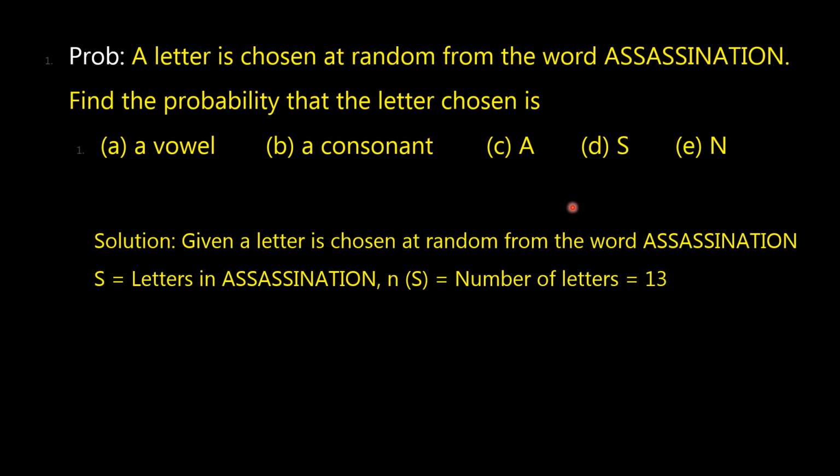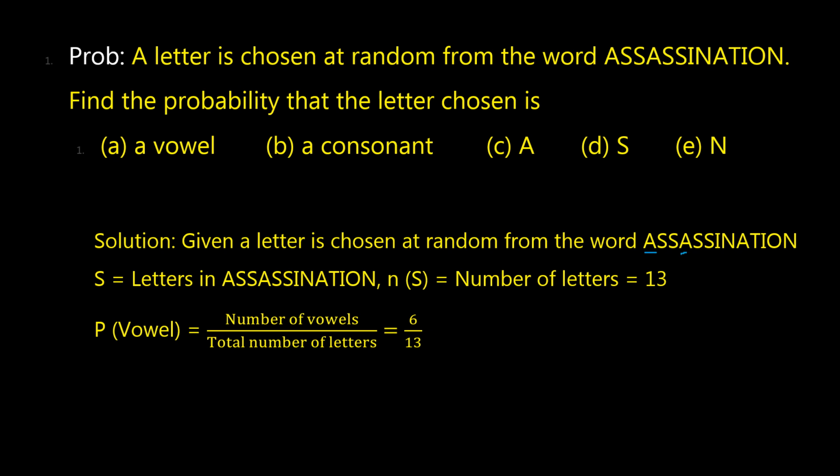Now I have to find the probability of getting a vowel. P of vowel is equal to number of vowels by total number of letters. Now in this word the vowels are: first letter A is a vowel, again more A, I is a vowel, A, I, O. There are 6 vowels in this word. That's why 6 by 13 is the probability of getting a vowel.